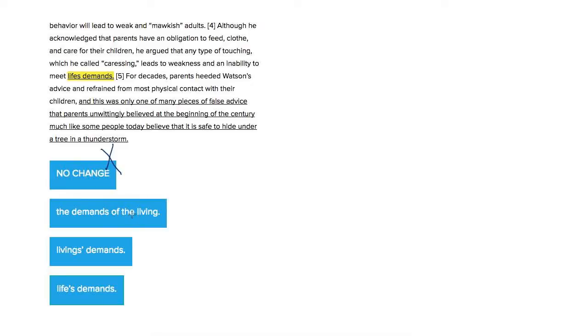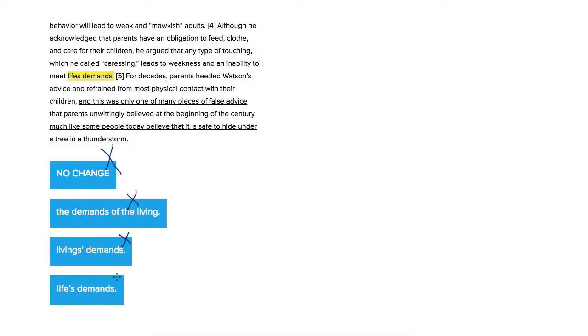Let's look at the second answer choice, the demands of the living. You always need to remember that you want to be conveying the original meaning of the sentence. And here, demands of the living changes that original meaning because the living refers to a group of people and not the idea of life in general. So we can cross this out. This answer choice, again, uses the phrase the living. It's just a different form of the above answer, but again, we've already ruled out that this does not convey the meaning of the original sentence.